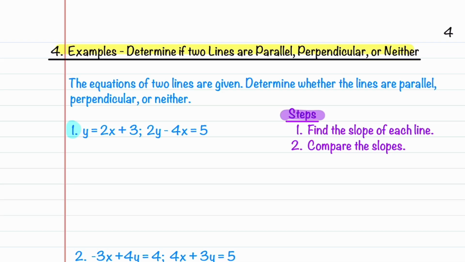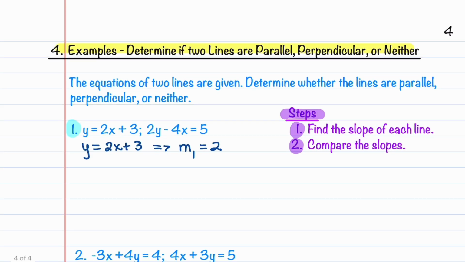The first step is that we're going to find the slope of each line, and then we're going to compare the slopes and see if they're equal, if they're negative reciprocals of each other, or neither of those. Let's begin with our first equation, y is equal to 2x plus 3. We can see really easily that the slope of this line, and I'm going to call that slope m1, is equal to 2.